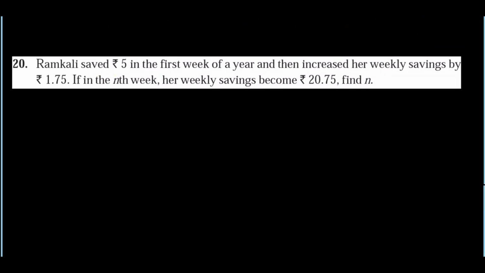Ramkali saved ₹5 in the first week of the year, then increased her weekly savings by ₹1.75. If in the nth week her weekly savings become ₹20.75, find N. Here AN is 20.75 given, and N we should find out. A is 5, the first term, and D is ₹1.75.